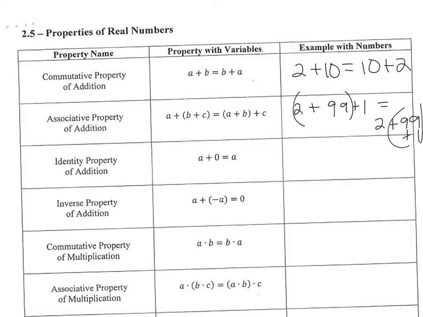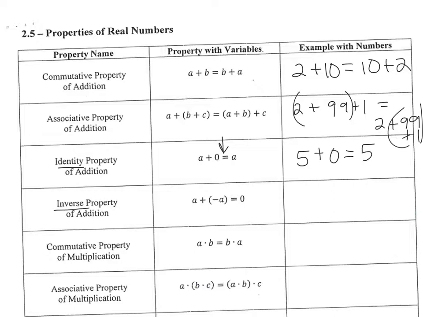The identity property of addition is, identity means what are you going to do to the number to get itself? So the identity for addition is 0. So anytime you add 0 to a number, you're going to get the original number. So that's the identity property of addition.